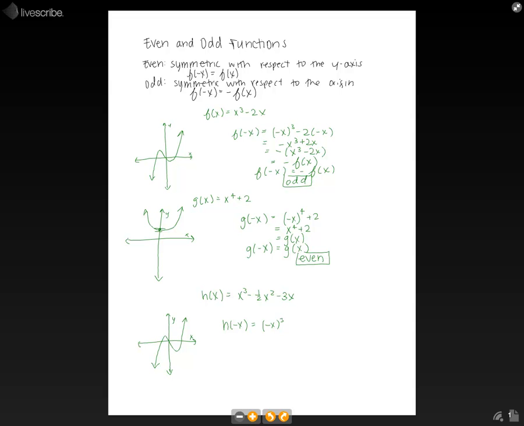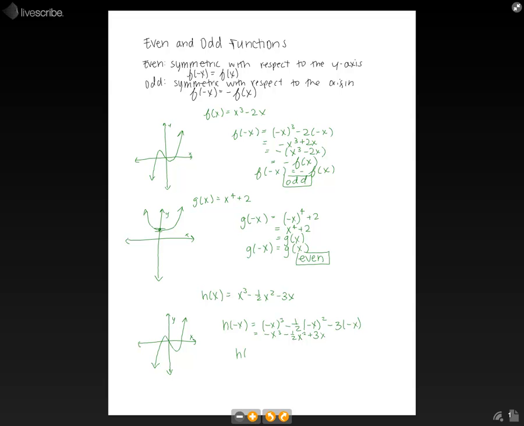So it's negative x cubed minus 1/2 times negative x squared minus 3 times negative x, which simplifies to negative x cubed minus 1/2 x squared plus 3x. So in this case, we can see that this is not like our original equation because the signs aren't just flipped and it doesn't come out exactly like our original equation.